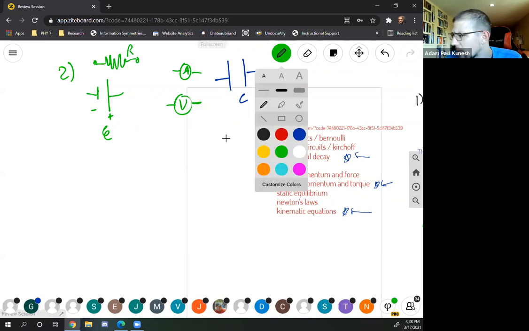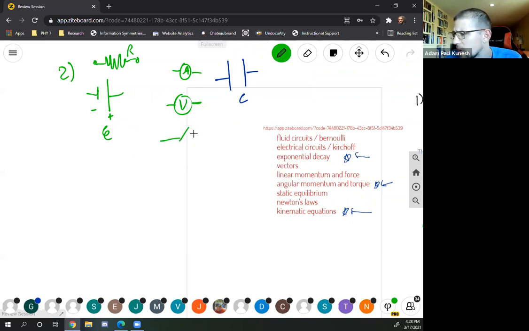The last thing I want to mention is that circuits often contain switches, which, if I close this switch, if I make it so that the two sides are connected, I say that I close the switch, which allows current to flow.